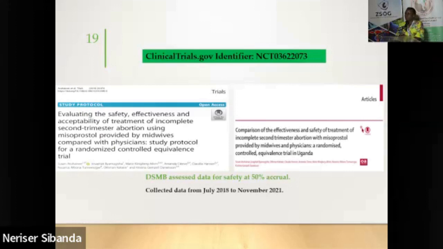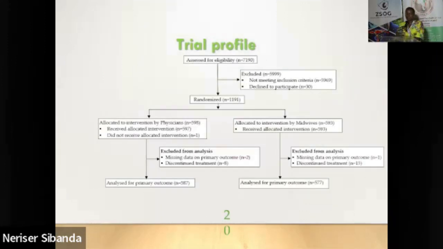When we had accrual of slightly over 50%, we had the DSMB review the data for safety, and we collected our data from July 2018 to November 2021. So that was a period of 3 years. For anyone who's planning to replicate the study, you need to give yourself ample time for data collection.